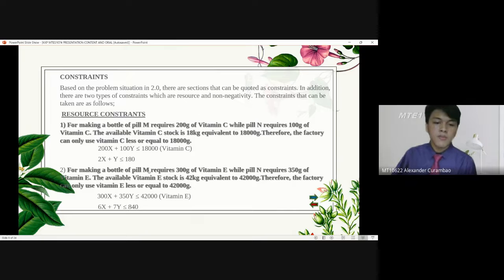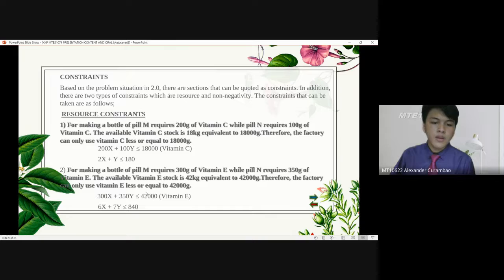For making a bottle of pill M requires 300 gram of vitamin E, while pill N requires 350 gram of vitamin E. The available vitamin E stock is 42 kilogram, equivalent to 42,000 gram. Therefore, the factory can only use vitamin E less or equal to 42,000 gram. So here we can see 300 and 350 is the gram for vitamin E. X is the bottle of pill M, and Y is the bottle of pill N. If we add this all up, we get the total amount of vitamin E that has been used.